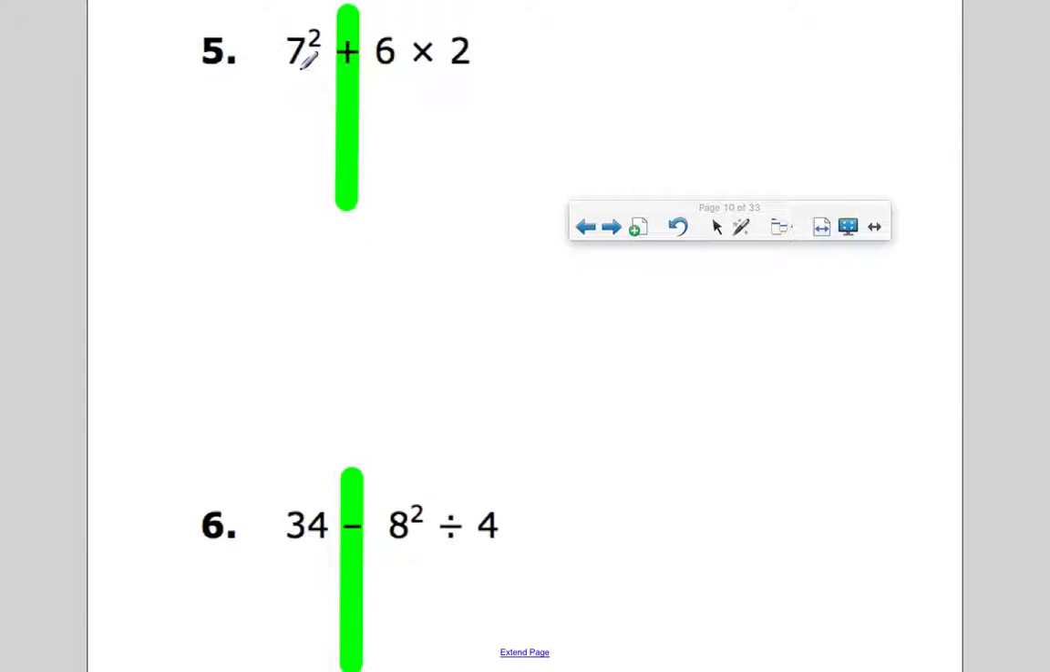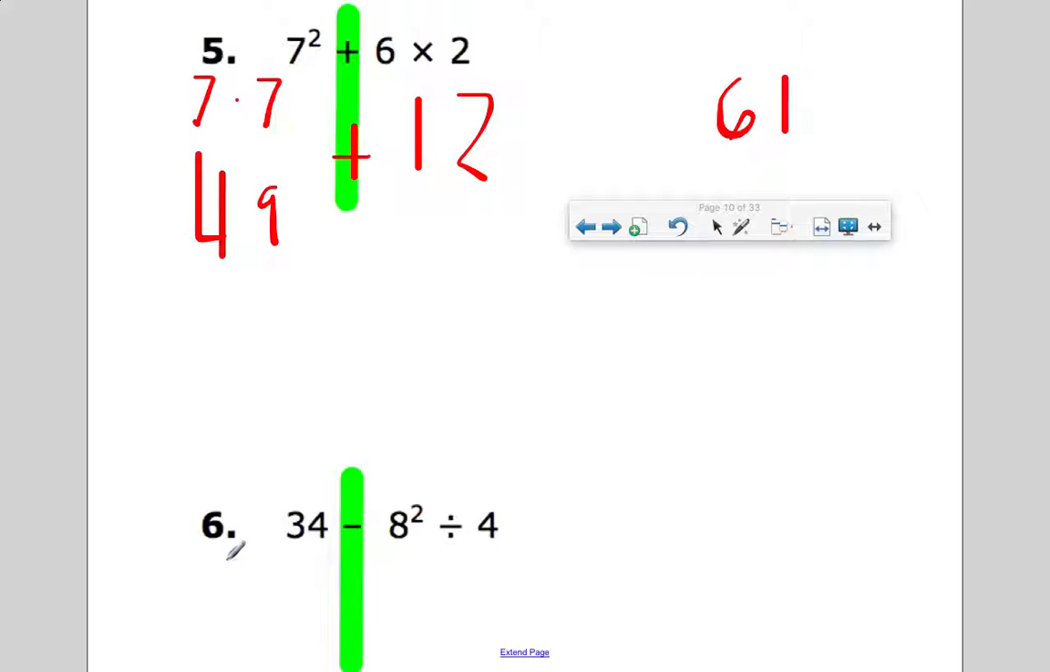The left term is 7 squared. What is equivalent to 7 squared? 49. The right term is 12. What do they want you to do with these two terms? Add them up. So you get 61.